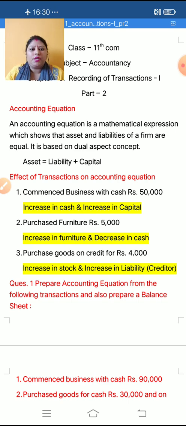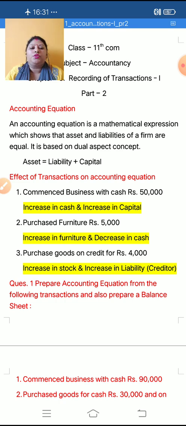Children, today we are going to start the third chapter, part 2, Recording of Transaction. First, we will start with the accounting equation. Children, do you know the meaning of equation? You have already solved equations in 10th standard maths. Equation means when both sides are equal. Now in accountancy we will do the accounting equation.